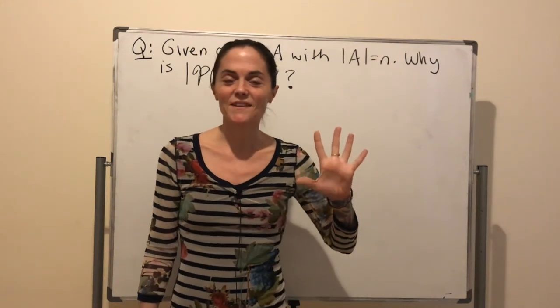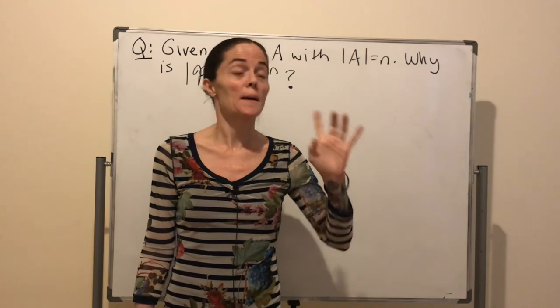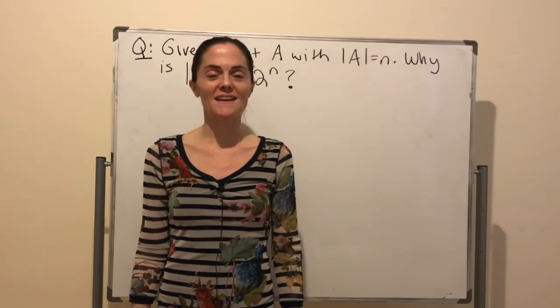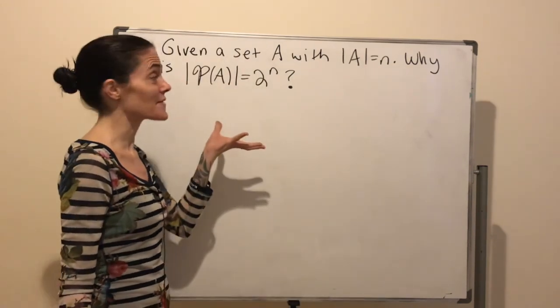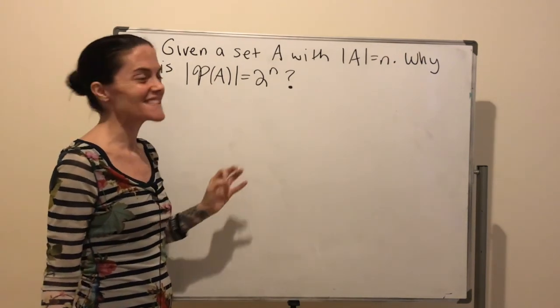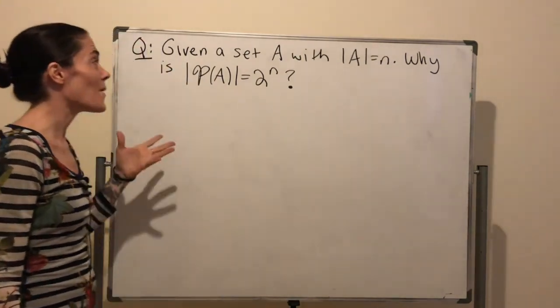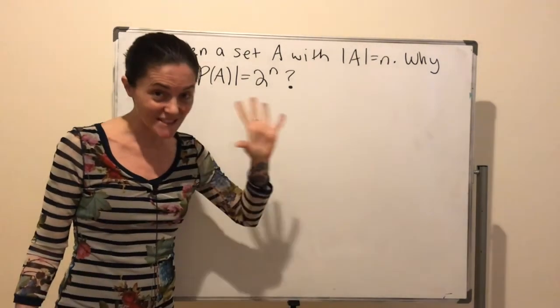This lesson involves combinatorial proof, which is really fun. But before we begin, let's go back to something from the very beginning, which was sets and power sets. If you have a set A with n elements, why does the power set have 2 to the n elements?